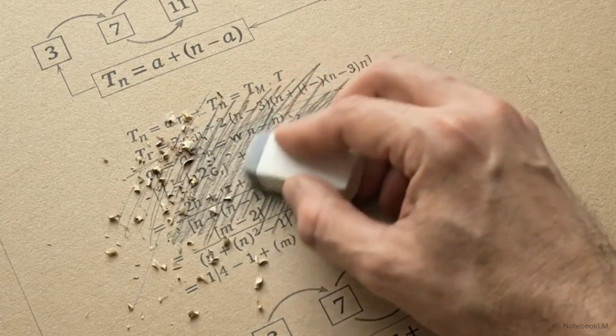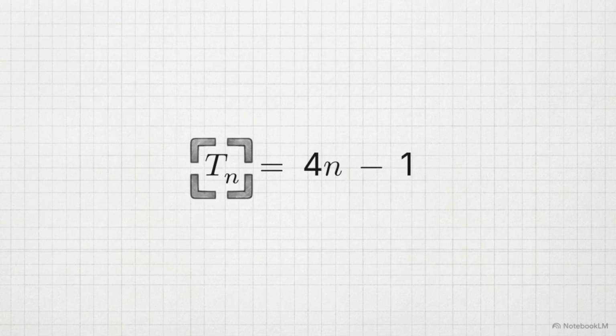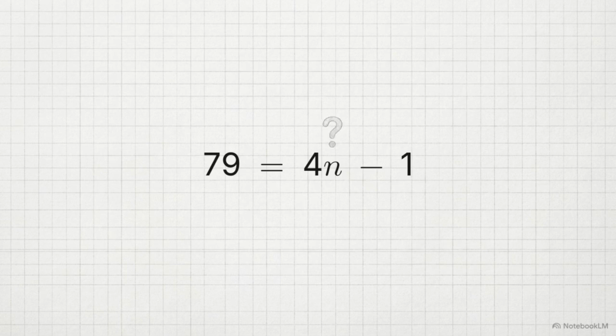Suppose we need to know which position in this sequence holds the value 79. In this case, 79 is the value, not the position, so we replace t subscript n with 79. We are solving for position, so the variable n stays in the equation.